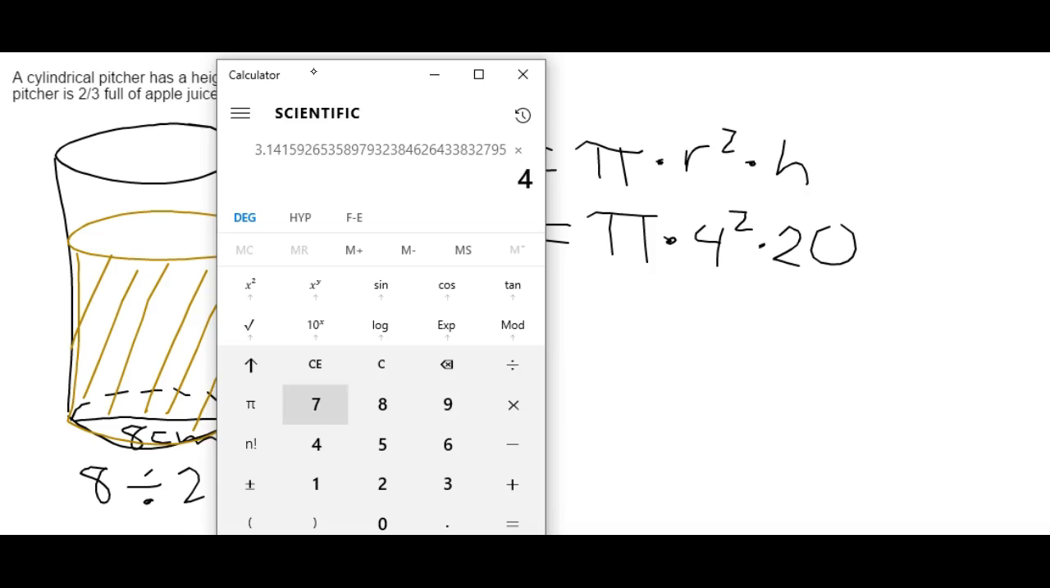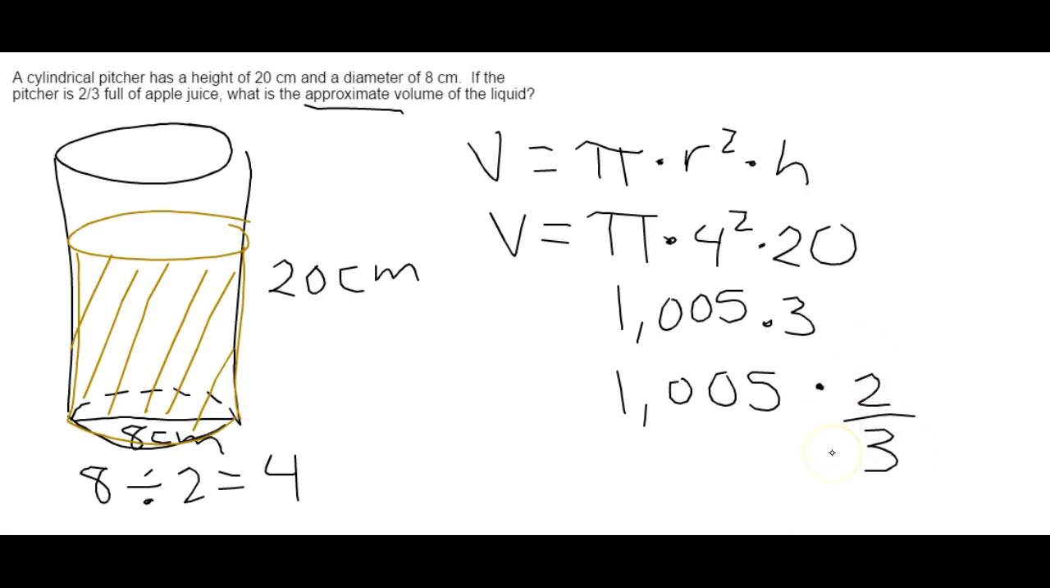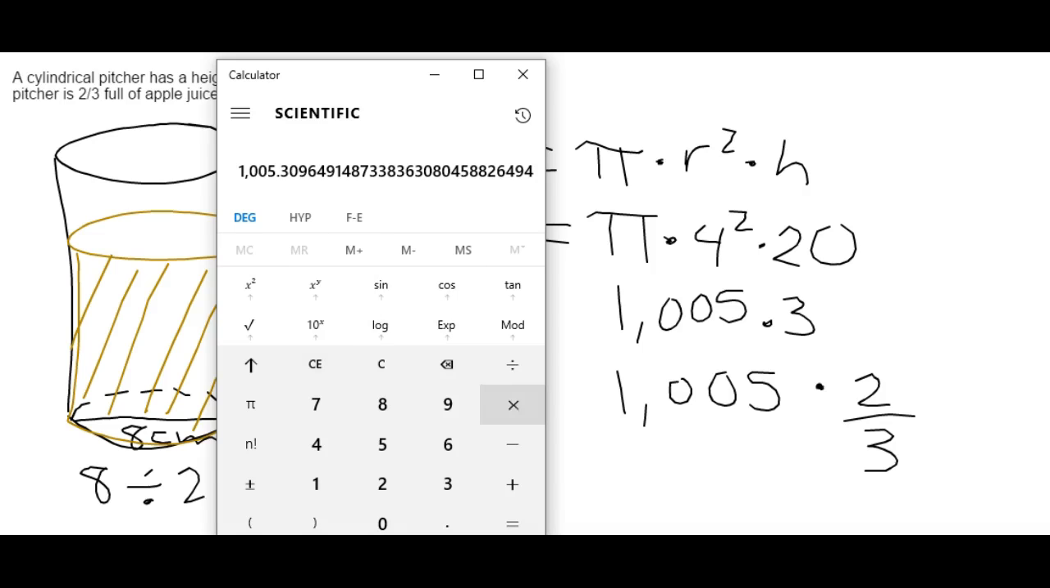Pi times 4 squared times 20 is 1005.3. Let's approximate to the nearest cubic inch, so just 1005. Now that's the entire volume. It said that the pitcher was only 2/3 of the way full. If they ever provide a fraction like that, all you need to do at the end is multiply the entire volume by that fraction. So we're going to take our volume and multiply by the fraction 2 divided by 3.